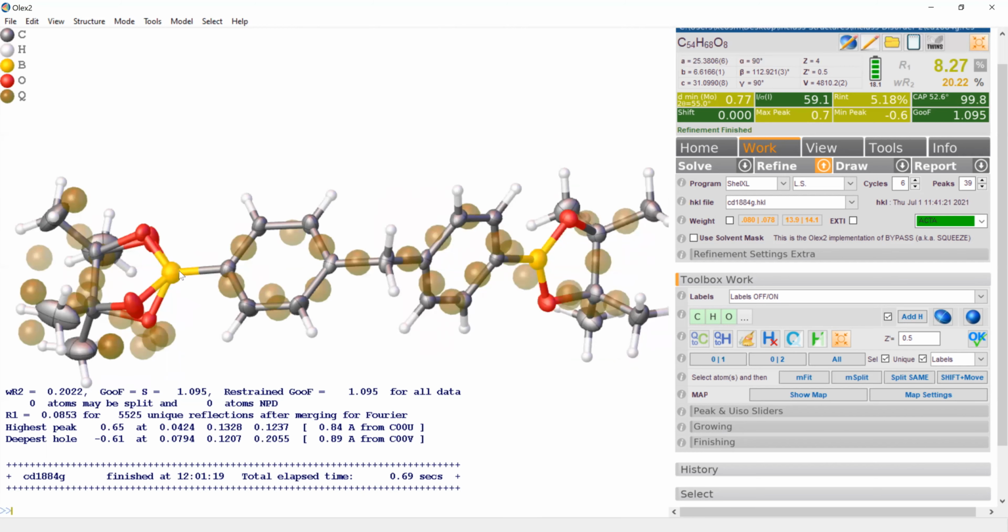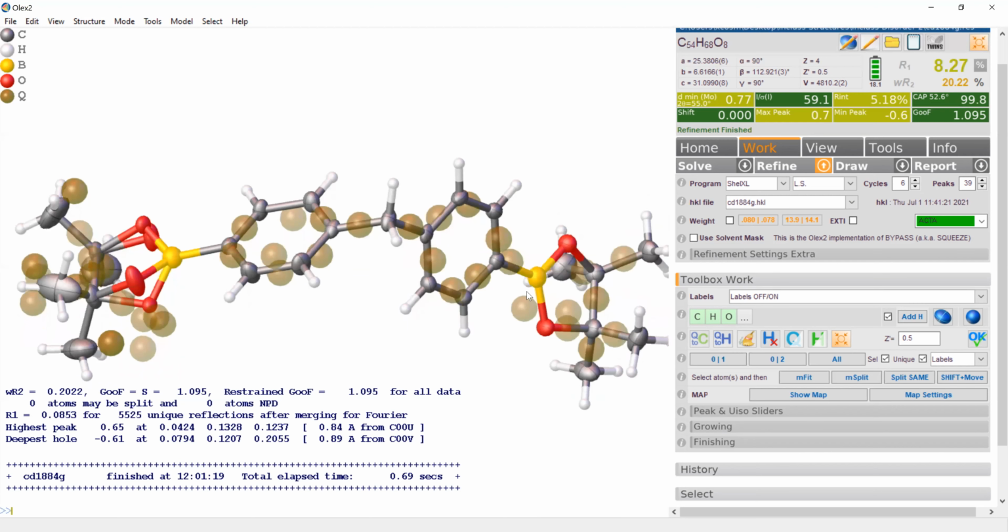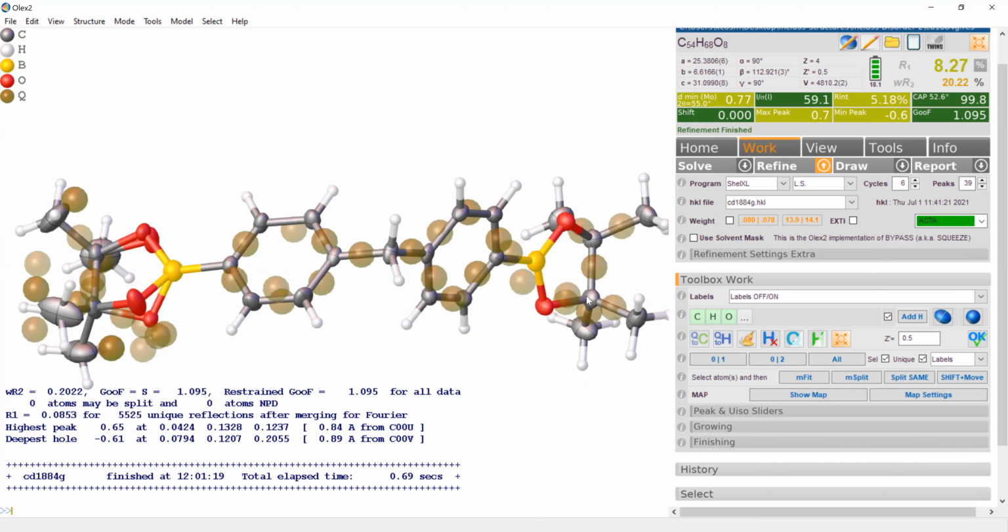Because the only difference between these sides is that these oxygens are disordered, these are not. And so that kind of disrupts the symmetry in this structure. So if these were both ordered oxygens, on both sides, then there may be some symmetry within the molecule. But the fact that it is disordered kind of breaks that symmetry.